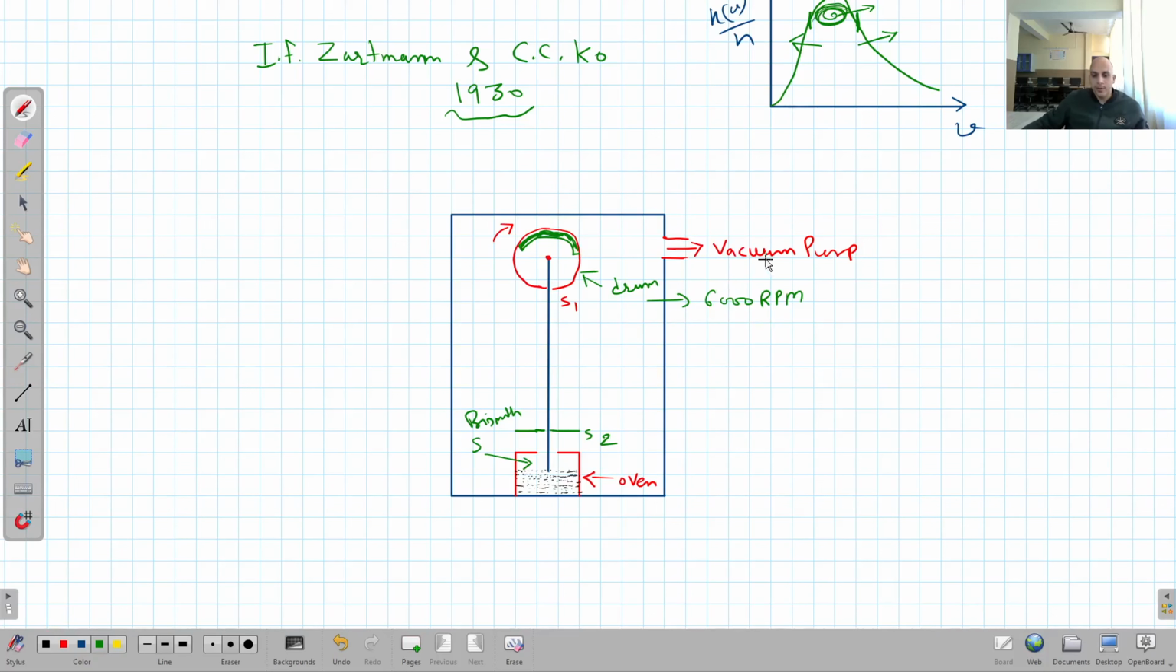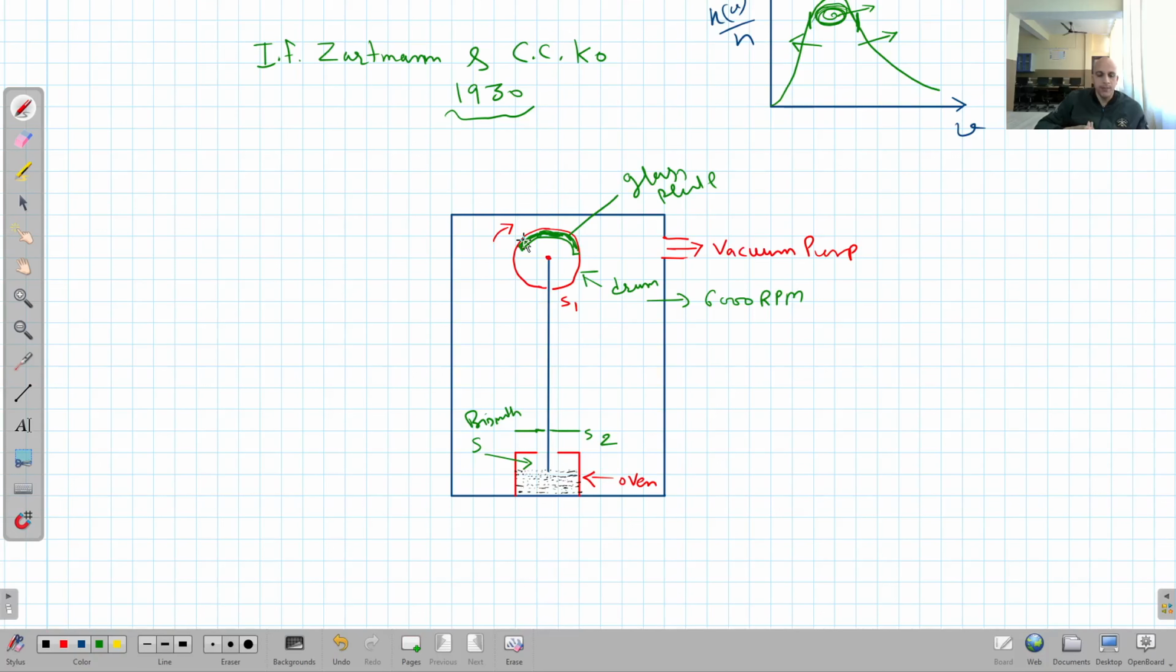This is the vacuum pump. This is a glass plate. Now this is the schematic diagram of this entire experiment. Now what is the principle of this experiment?